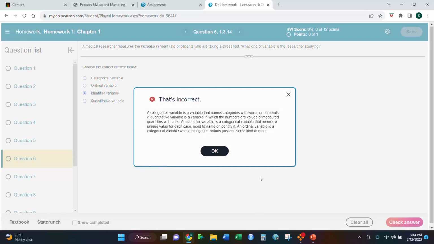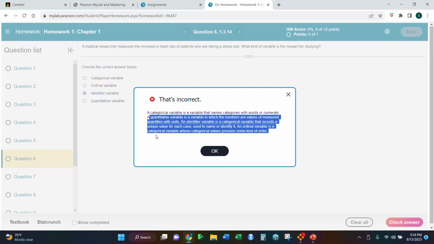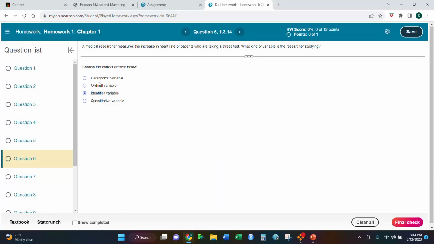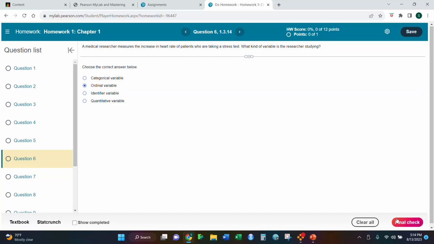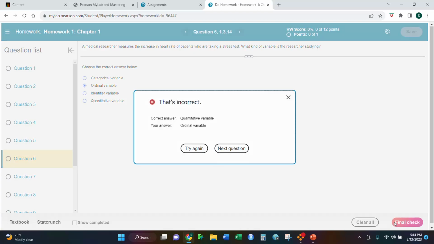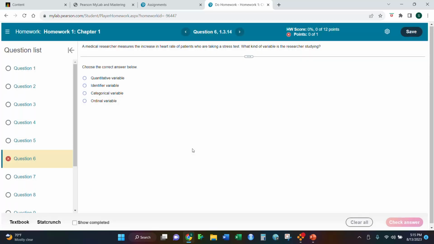If I hit check answer and the answer is not correct, it'll say that's not correct. It'll give an explanation for you, and you can select another incorrect answer, like ordinal, and it'll say final check, and it'll say that's incorrect. You answered this way; you should have answered this way. And you can say check, try again, or next question. As I mentioned, you can do this as many times as you want until you get it right. So I'm going to hit try again.